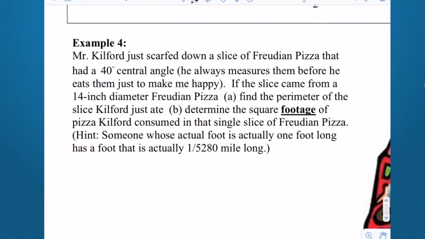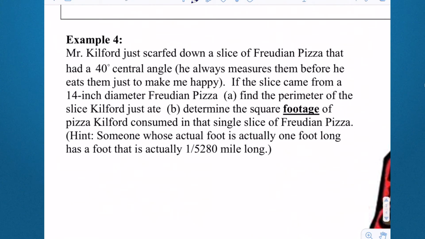Example 4. Mr. Kilford, y'all know who that is. Downstairs, psychology teacher. If you never had him as a teacher, you should probably sign up next year to have him. Wonderful teacher. He and I are pretty close friends, so he helps me out. He likes pizza, and he knows I like math, so it works out great.